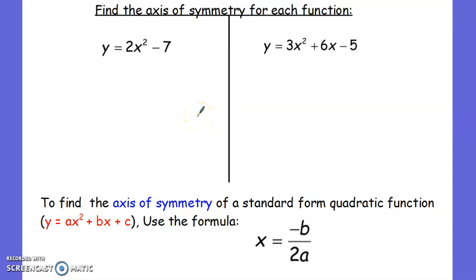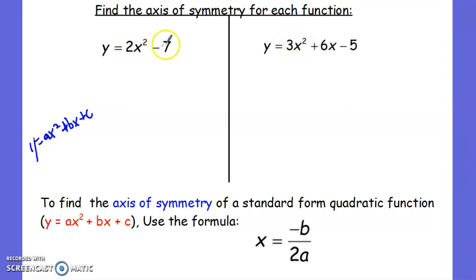Well, hello everybody. This video is meant to help you find the axis of symmetry, the vertex, and possibly a minimum or a maximum of a standard form quadratic equation. Just a quick reminder for us, standard form of a quadratic equation is y equals ax squared plus bx plus c. So you'll notice that both of the equations here on the screen, I've got an x squared.